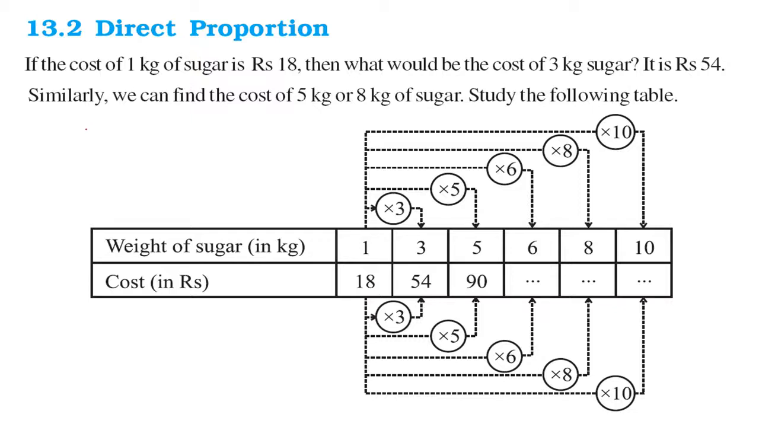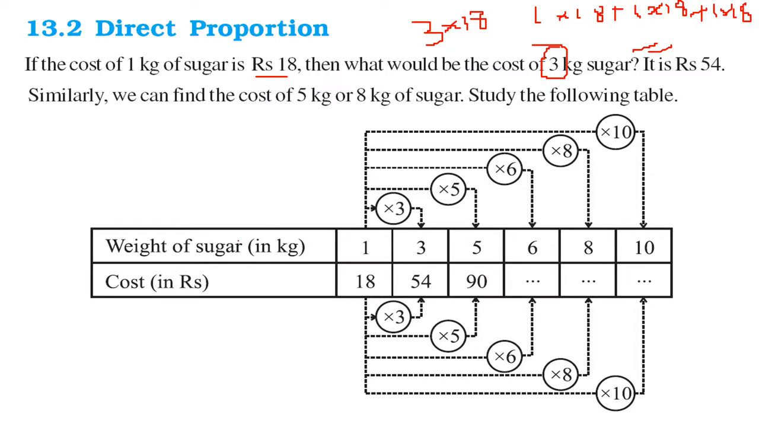Direct proportion. That is, if the cost of 1 kg of sugar is 18 rupees, what will be the cost of 3 kg? 1 kg means 18, so 3 kg will be 3 into 18, right? Because we have 1 kg, 2 kg, 3 kg. So 1 kg is 18, then another 1 kg is 18, the third 1 kg is 18, and that will give you 3 into 18. That will actually be 54.